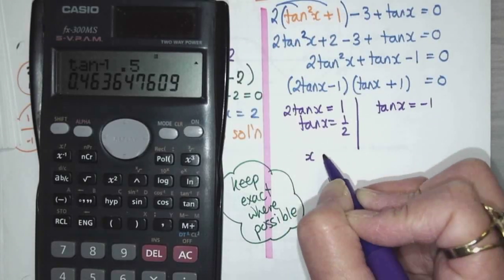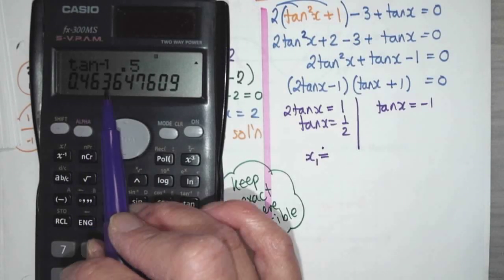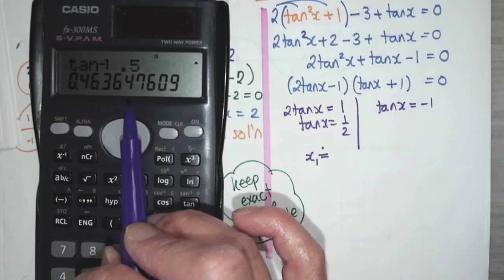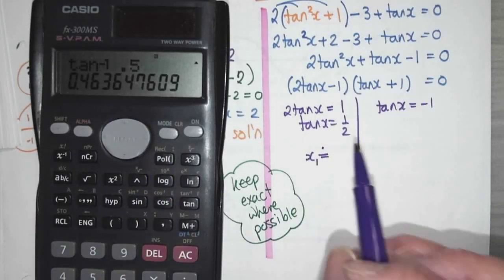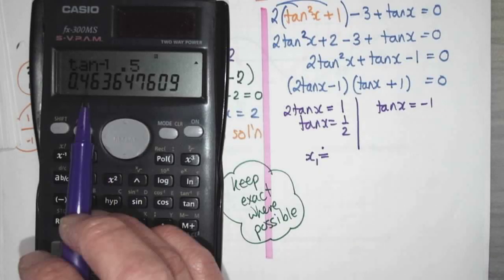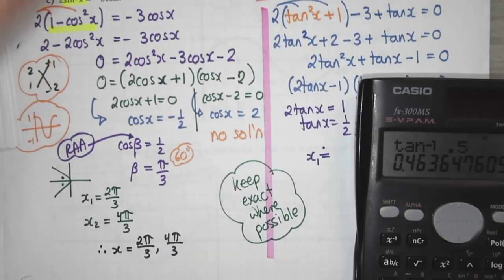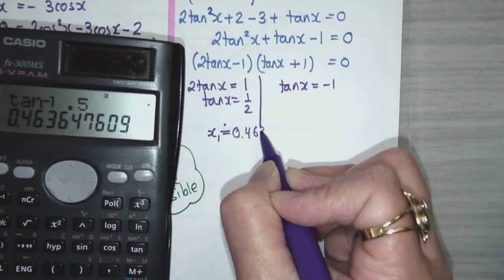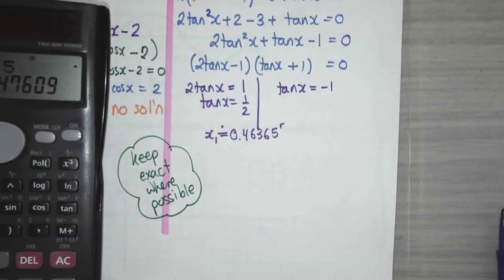I'm getting x is approximately, so this is x1, 0.4636. But if I keep an extra decimal place, it's 0.46365, which rounds to 5. But then, if I round it to 5, when I go to my final answer, don't double round it. This is where people go, wait. I get this answer, and if I said keep 5, I get 0.4636, then 3647, and you round it to 5 radians here.